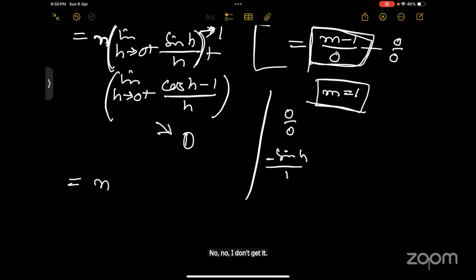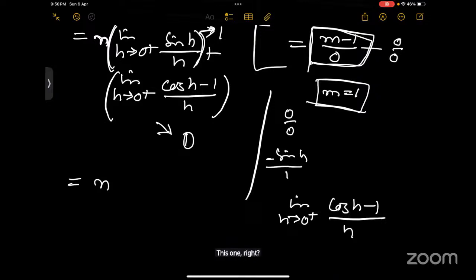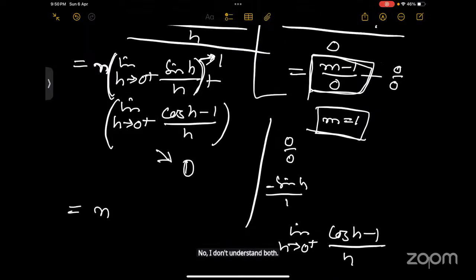No, I don't get it. Okay. So we want to calculate the limit of this function, limit h tending to 0 of cos h minus 1 by h. This one, right? This is a standard formula: limit h tending to 0 of sin h by h is 1. There was an n, no? How do you get rid of that n? You have taken it outside the limit.